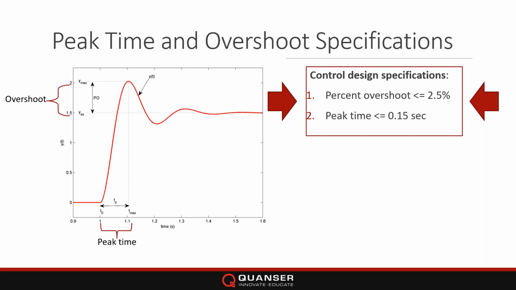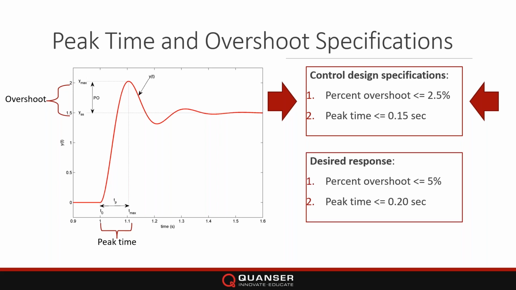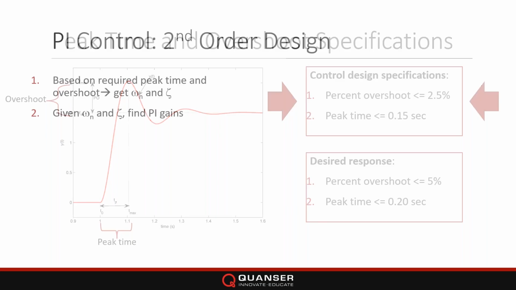They are not really what the expected behavior will be. So the expected or desired response, in a real system, I don't want to exceed 5%, and I want a peak time of no more than 0.2 seconds. Ideally, that's what I'm looking for, right? So there's a difference here, because the control design specifications is what we're using in our control design, but the end result is my desired response.